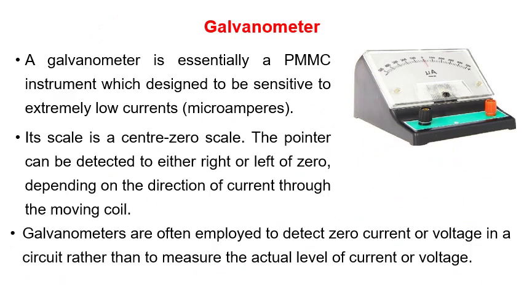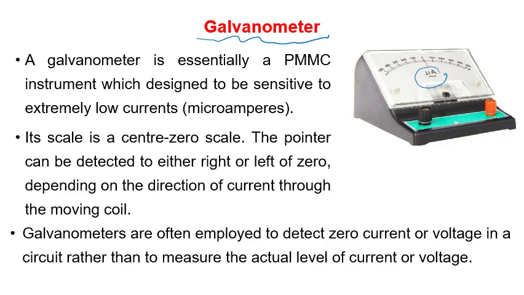After discussing the PMMC, now let us start with the meters which employ the PMMC. The first one we are going to go through is the galvanometer. Galvanometer is basically a PMMC. It measures current of very small value. Usually it's scaled in microampere, as you can see here.